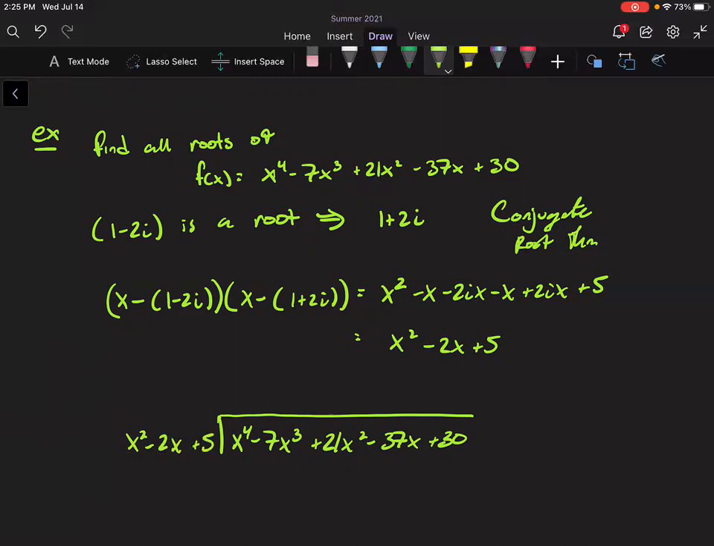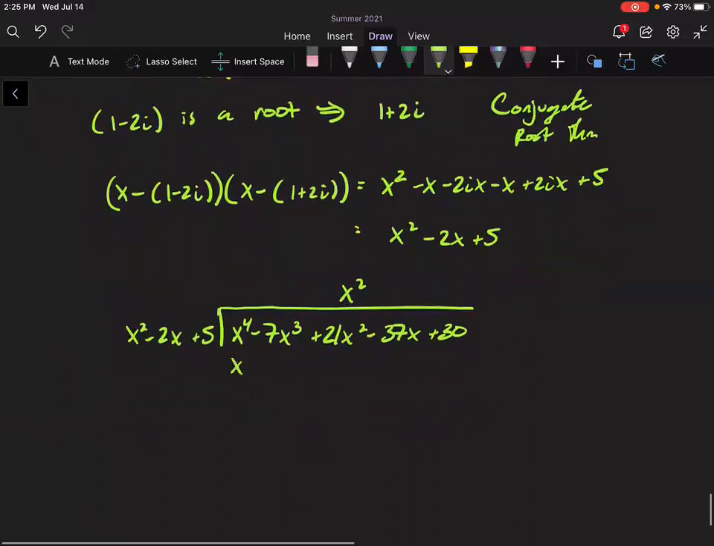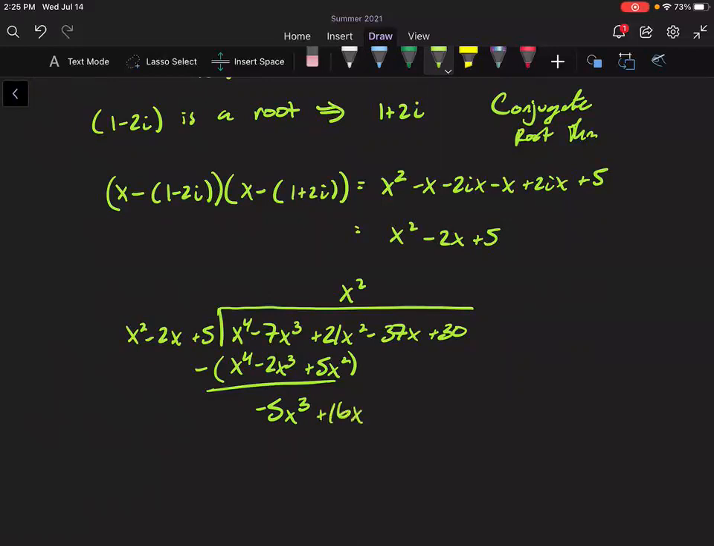Okay, so we first need to match x squared to x to the fourth. So we'll pick up an x squared on the top, and x to the fourth minus 2x cubed plus 5x squared. Subtract all of this, and we'll get a minus 5x cubed plus 16x squared minus 37x plus 30.